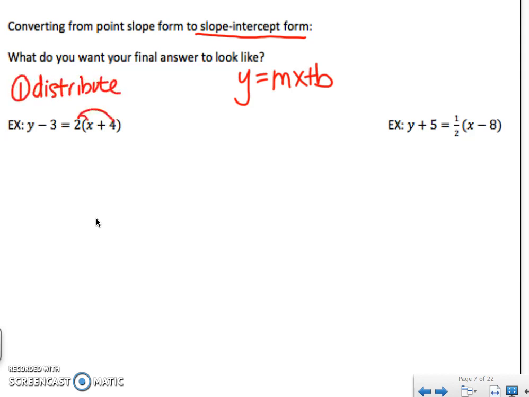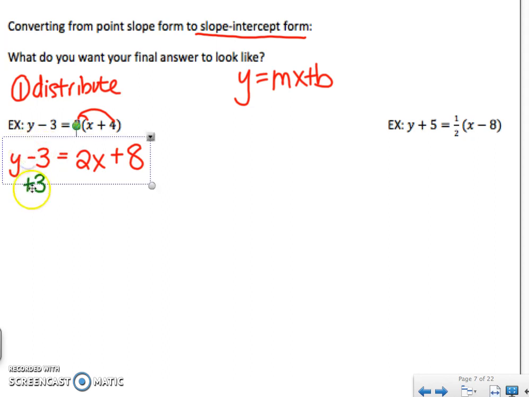So you're going to distribute and multiply. So 2 times x is 2x, and 2 times 4 is an 8. And then you're going to bring everything down. The next thing you have to do is to get y by itself. And the reason y is not by itself is because of this minus 3. So the opposite of a minus 3 is a plus 3.